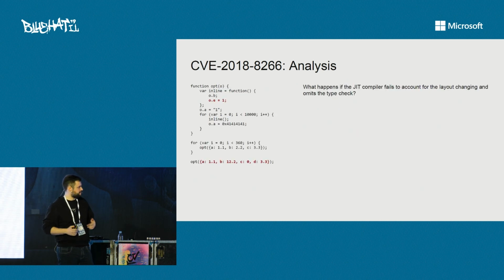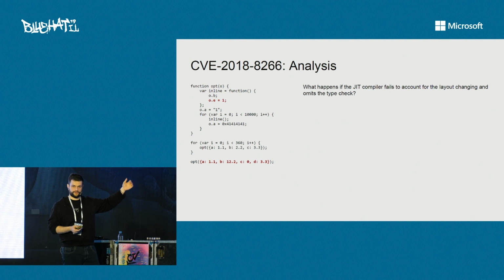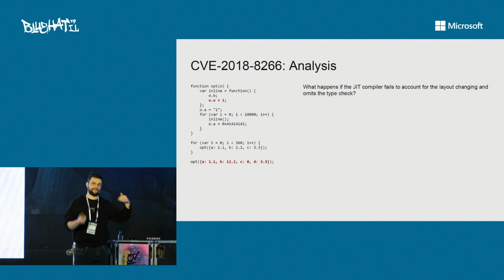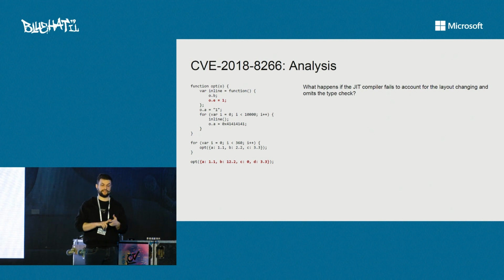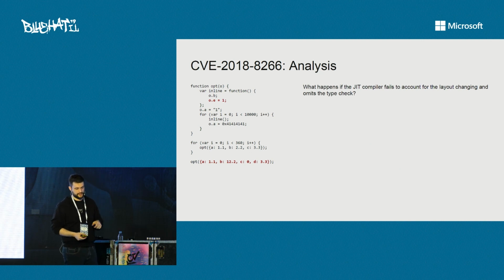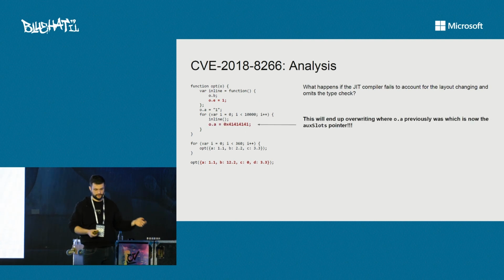So maybe you kind of guessed the problem already. Here when I set property E on my object, which has 4 properties, which is just what we saw, that will actually change the layout. Now what happens if the JIT compiler for some reason failed to say, oh, this might actually change the layout, I better redo the type check or actually account for that? What happens is that Chakra, under this particular situation, just thought, okay, this is fine, nothing is going to happen.